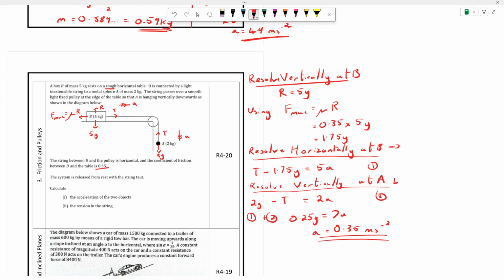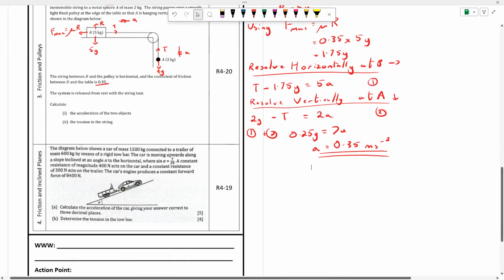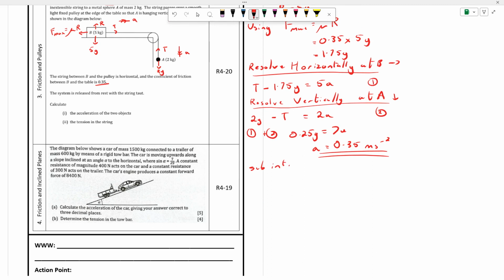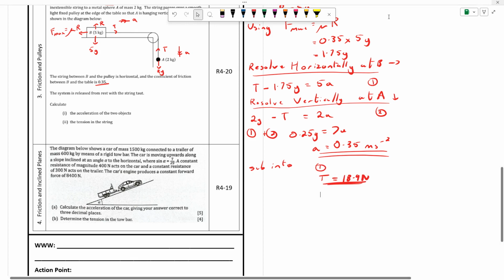Okay, the second answer, it wants the tension in the string. Now again, all I'm going to do is substitute into them. So let's sub it into 1. Okay, if I substitute it in, we should get a tension out as 18.9 newtons. So make sure your algebra is pretty smooth with that. Okay, but apart from that, that is both answers.